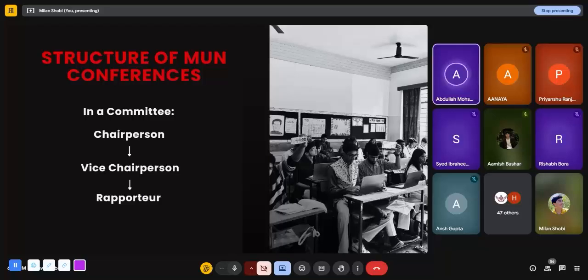Secondly comes the vice person. The vice person helps the chairperson. They keep time and manage the speaker list and often give you help during the session. If you're confused or need help with a point, they are the go-to person.